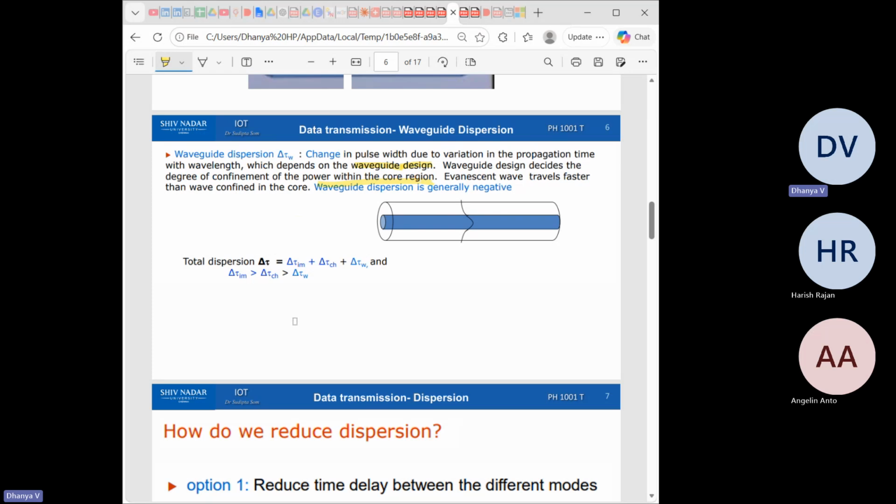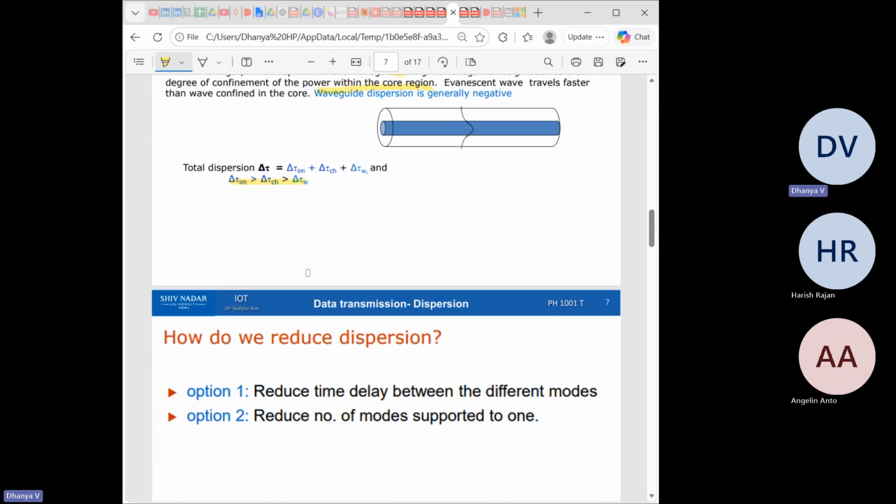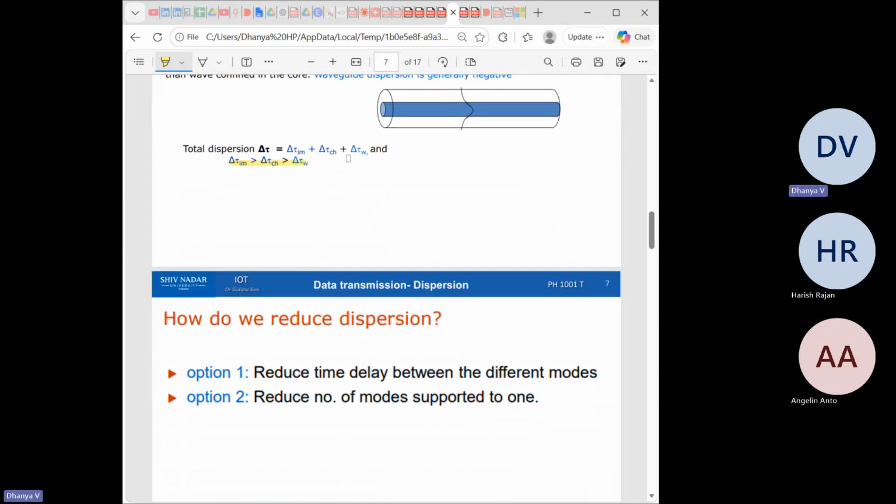Okay, yeah. So the total dispersion is just the sum of all of this. It's your intermodal, your chromatic, and your waveguide dispersion, and this is your relationship between them. Your intermodal is greater than the chromatic, greater than your waveguide. Usually, this is the losses that you find.